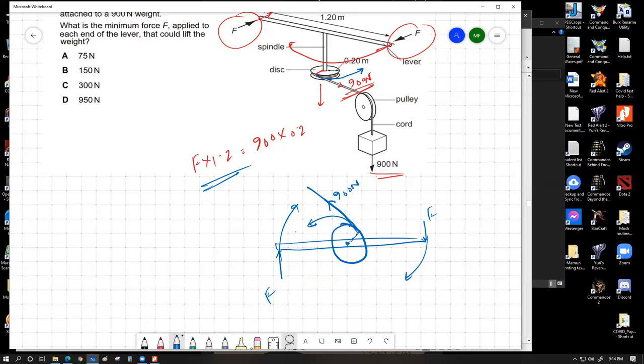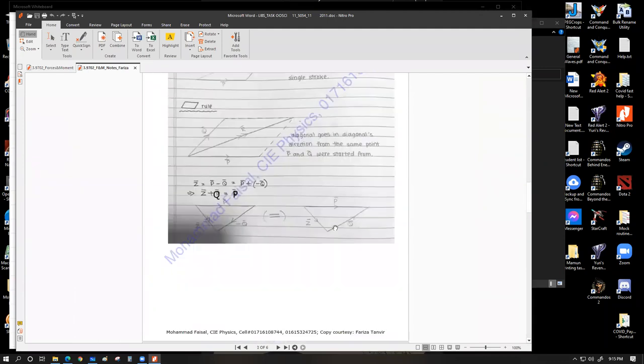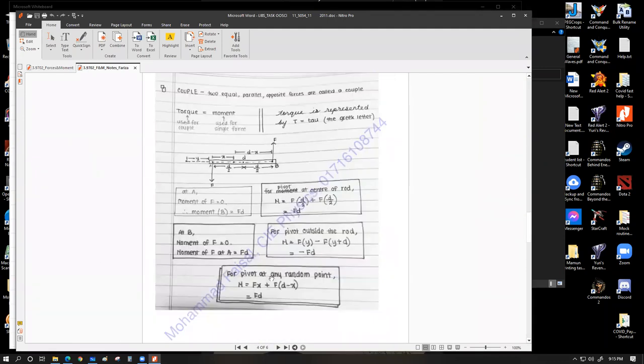Yes, sir. But sir, one last question, sir. Why only one F? Why aren't we considering both of the Fs? We discussed this in the discussion of the moment, in the discussion of the couple for multiple different variations. Right on this page, this one. We considered the halfway point, we considered any working point, we considered a point outside the bar. For all of those cases, the moment was always given by one of the forces multiplied by the perpendicular distance between them. Have a look at this. Okay, sir. Sure.